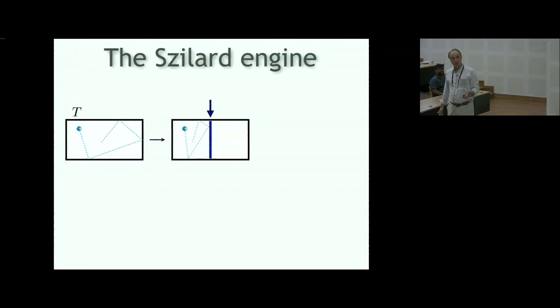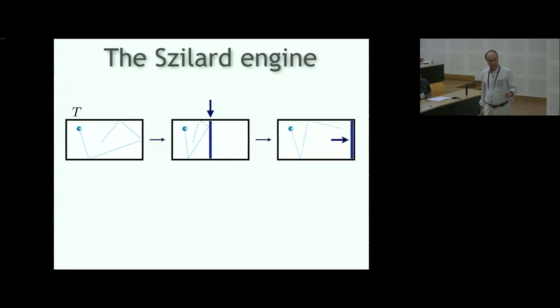And then what you do is the following. You insert a piston. It's possible to prove that this insertion of the piston doesn't require any work, in classical mechanics, not in quantum mechanics. In quantum mechanics, this always requires work because, even if you do it very slowly, you are changing the eigenstates of the Hamiltonian. But in classical mechanics, you can do this without any work, so you can insert the piston. And then, this is a piston, so you can let it expand.